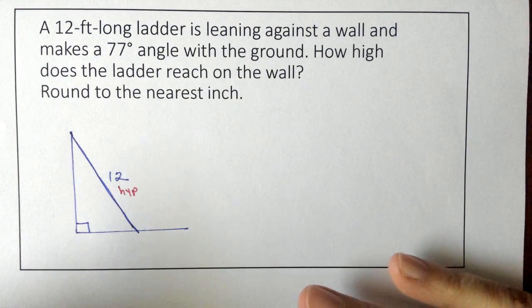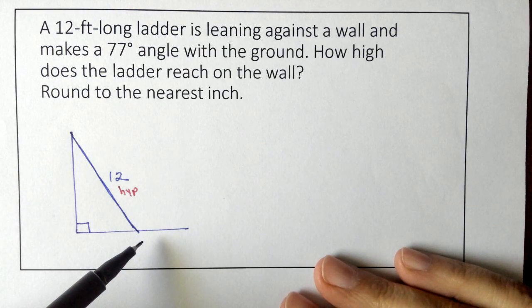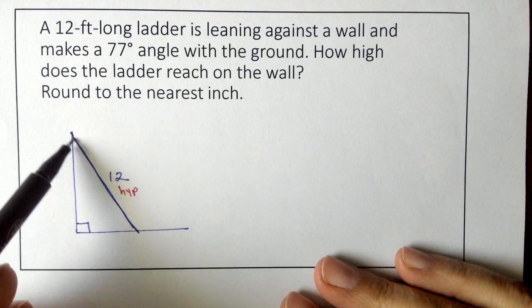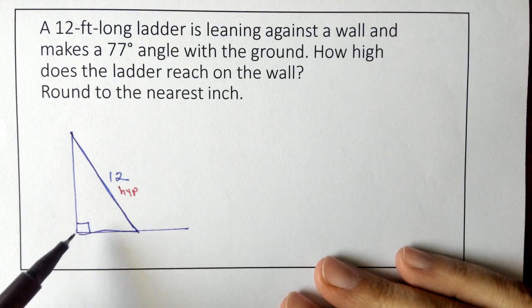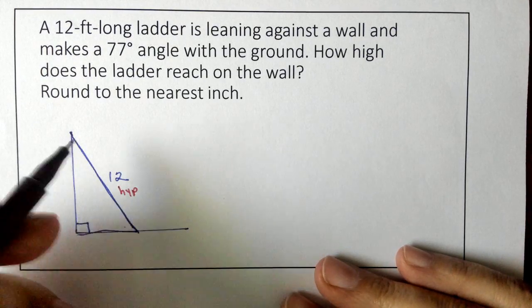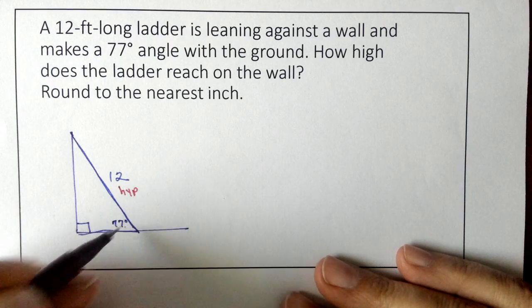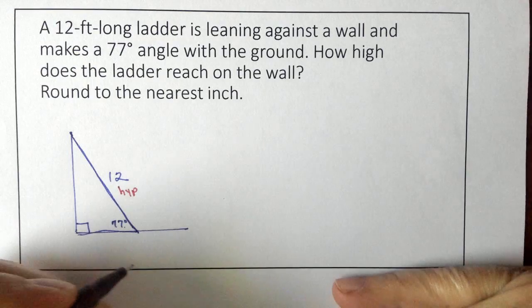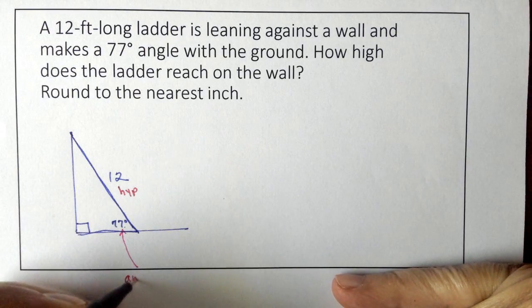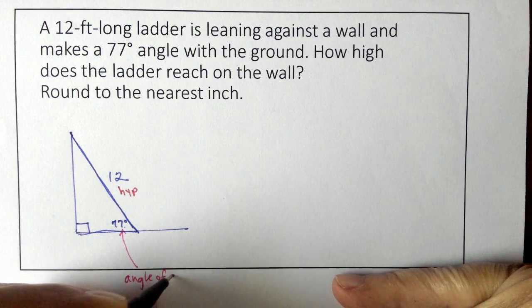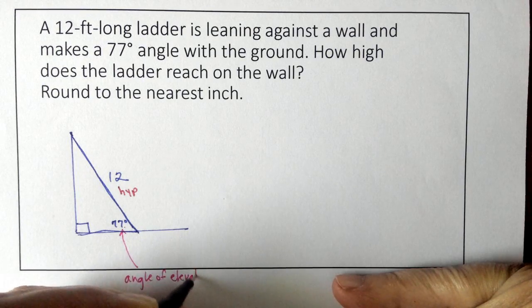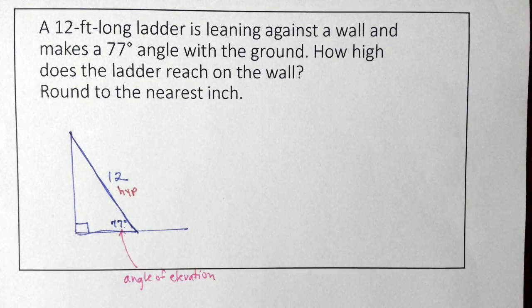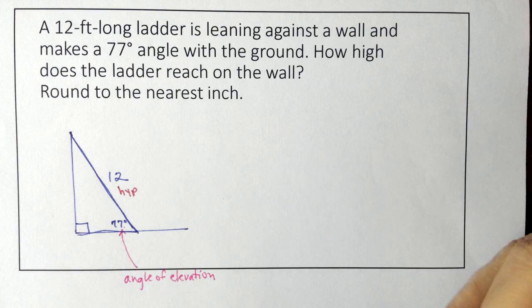And it says the ladder makes a 77-degree angle with the ground. So the ladder's here, the ground is here, the angle formed by those two sides is at the bottom. So 77 degrees on the bottom. We're going to throw in a bonus here: this is called an angle of elevation, how elevated the ladder is. And the angle of elevation is in the bottom of the triangle looking up. So how much did we lean the ladder?